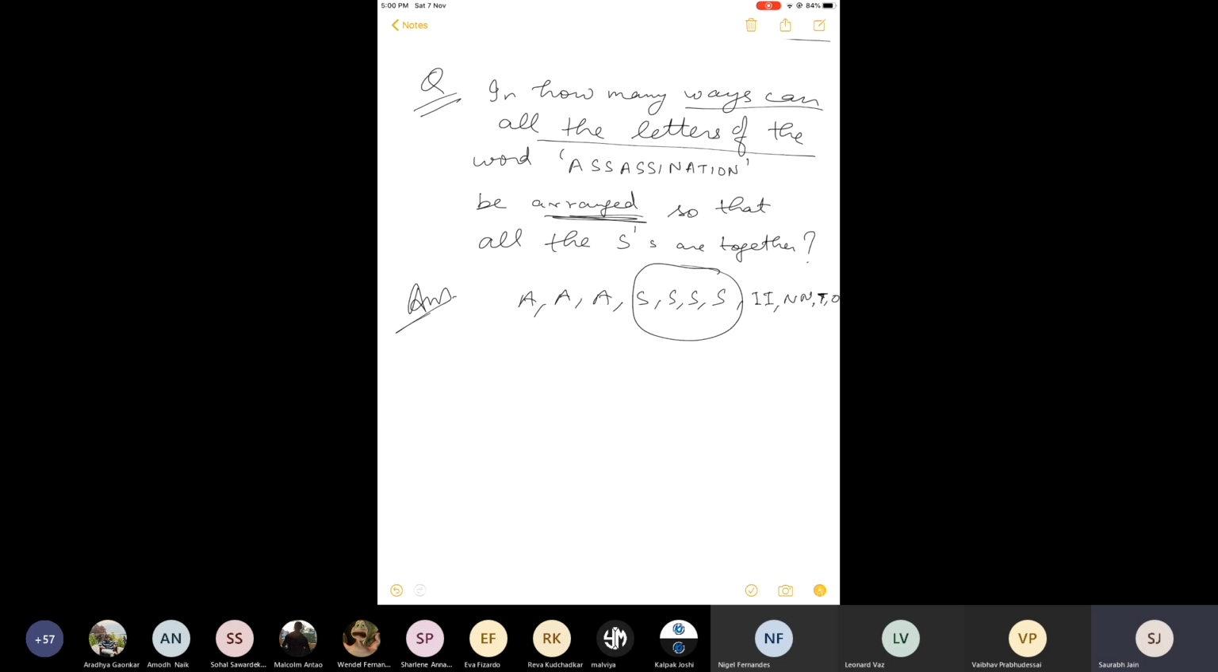Yes. Now it becomes easy. We will consider this as one object or one unit. So now can you tell me what will be the answer? Number of ways to arrange these terms? Yes, anyone?